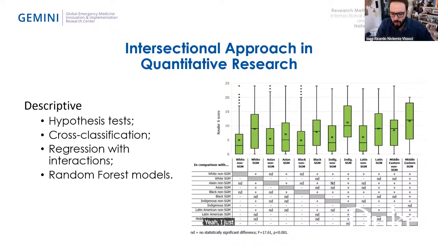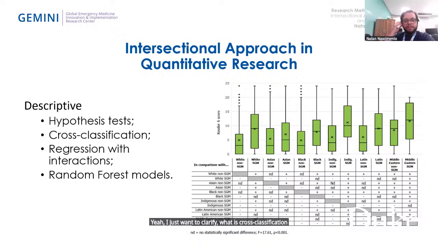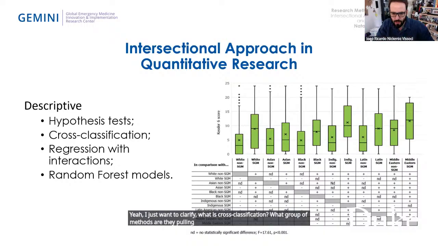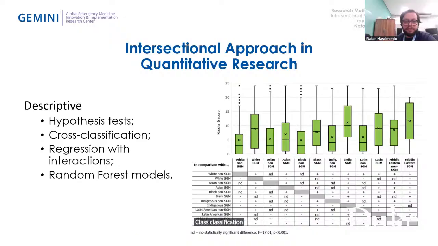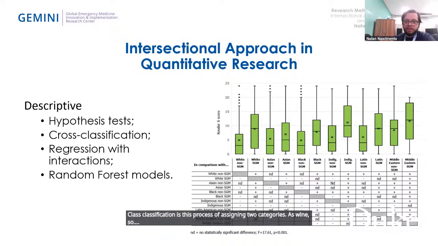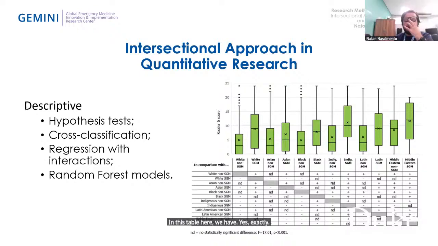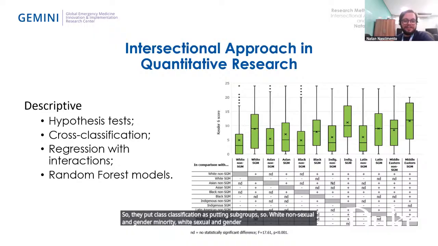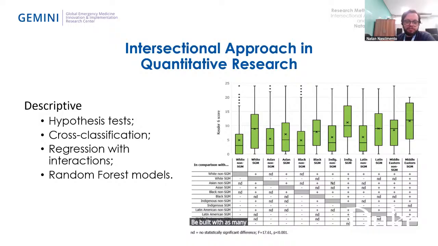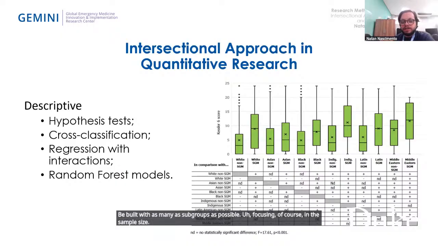Yeah, I just want to clarify, what is cross classification? What group of methods are they pulling under cross classification? Cross classification is this process of assigning two categories as one. So in this table, they are building subgroups. Yes, exactly. So they put cross classification as putting subgroups: white non-sexual gender minority, white sexual gender minority, Asian non-. So this cross classification can be built with as many subgroups as possible, focusing, of course, on the sample size.